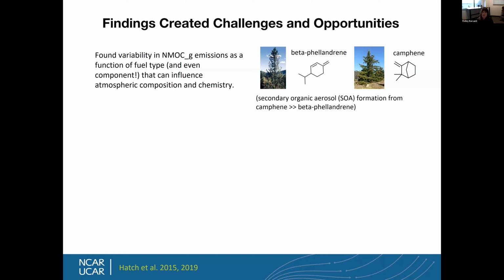So just for example, when we measured two coniferous species, pine trees and spruce, we see huge differences in the dominant monoterpenes. Number one, monoterpenes are one of the largest categories of NMOC emissions. And second, we saw really big compositional differences. These two compounds behave very differently in the atmosphere, and one, for example, has a much higher SOA formation potential than the other. Okay, so this is a challenge.